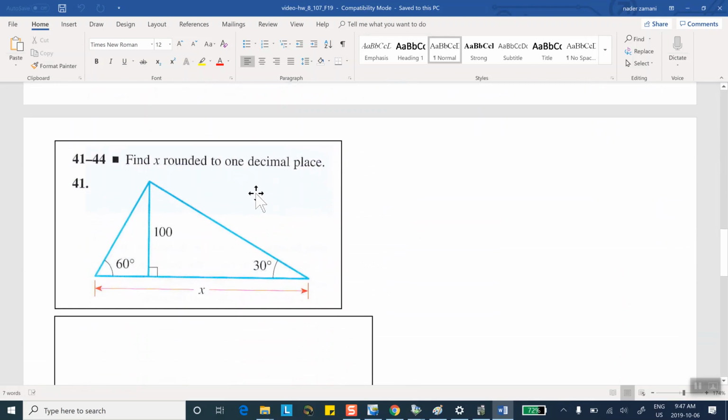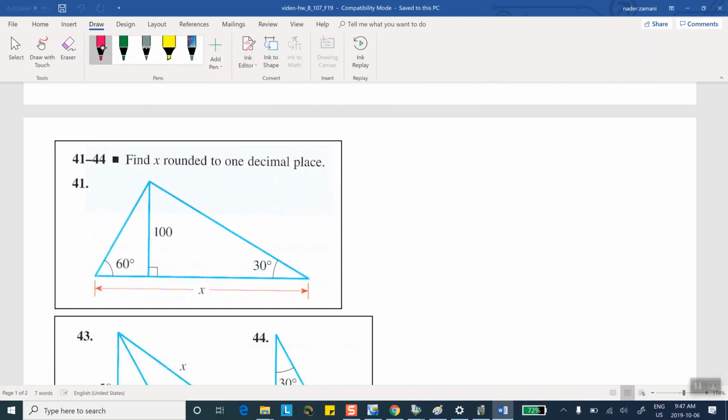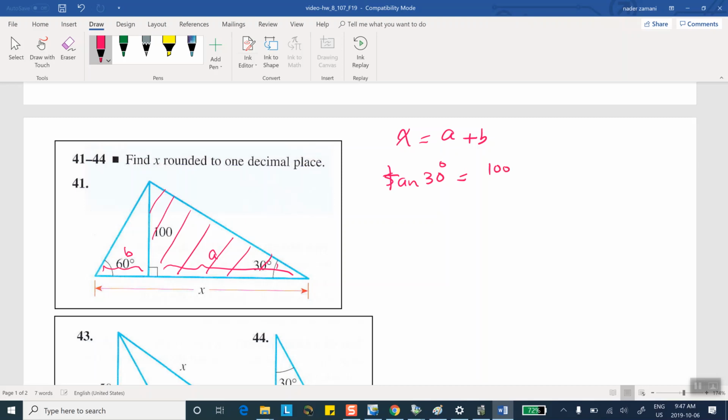Okay, we're down here. This is what I did. I said we're going to call this thing A, and we're going to call this thing B. So X is equal to A plus B. Then I went to this one and I used tangent, right? Tangent of 30 degrees equals opposite 100 over adjacent. That means A was equal to 100 over tangent of 30, remember, degrees.